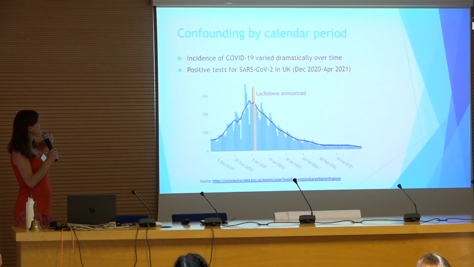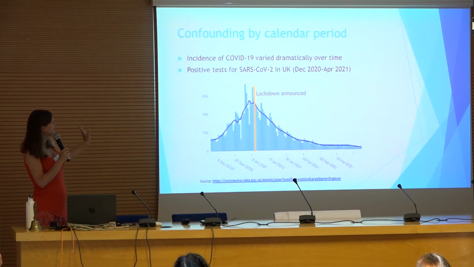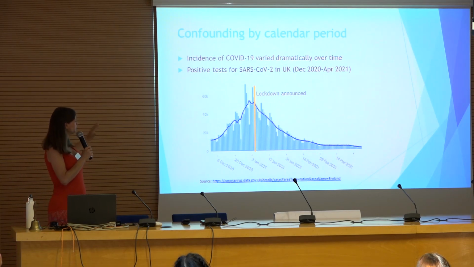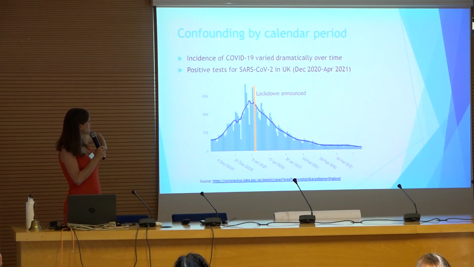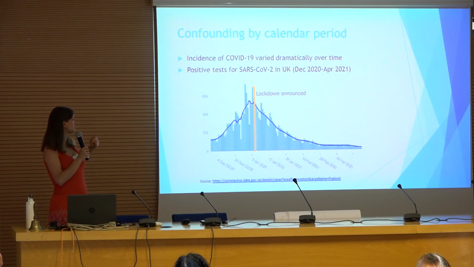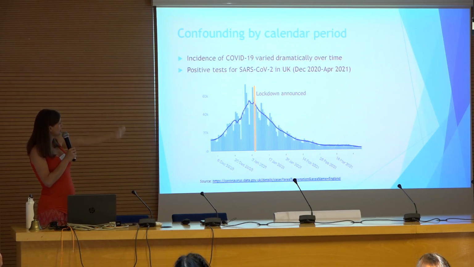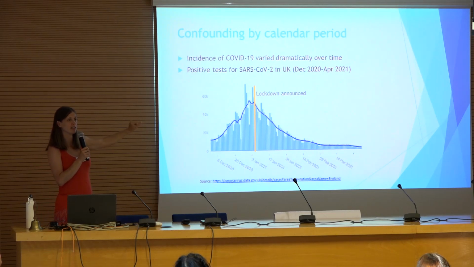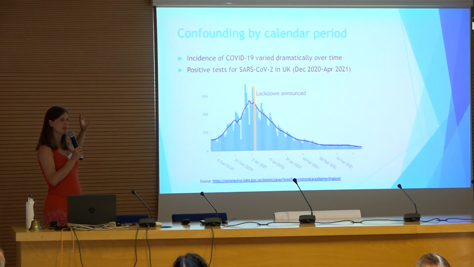This is just about confounding by calendar period. So over the study period I'm going to talk about, this is a graph of the incidence of COVID, and you can see that it hugely varies through the study period. And you can see after the lockdown it did drop rapidly. But obviously if we're going to compare two people at different points in time, their risk of COVID is going to be vastly different. So we need to think quite carefully about how we account for time.